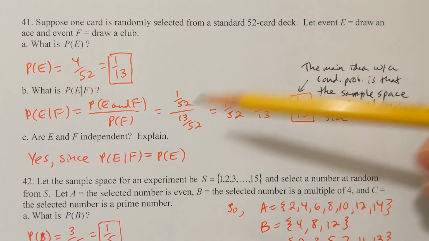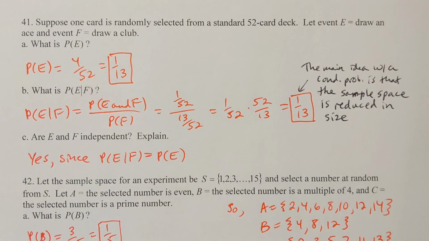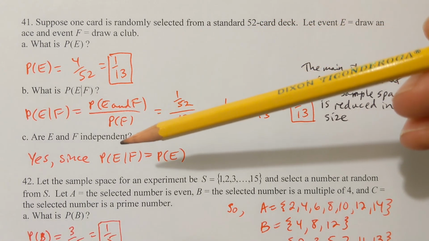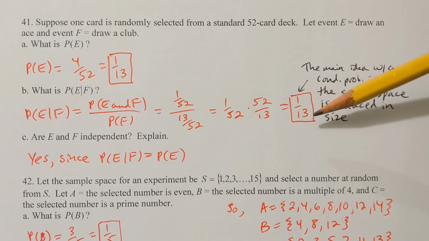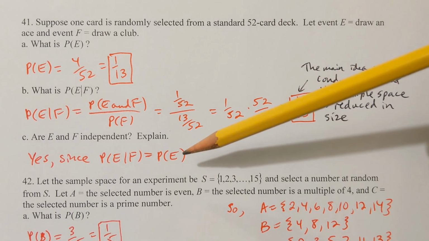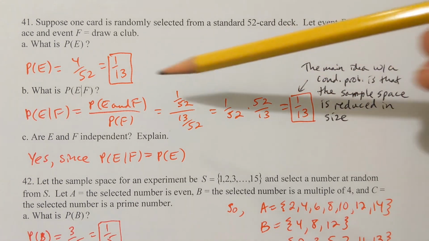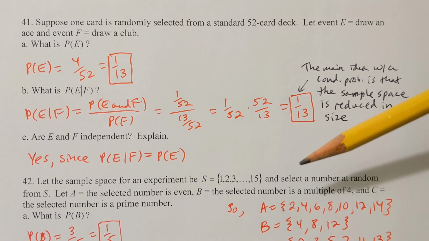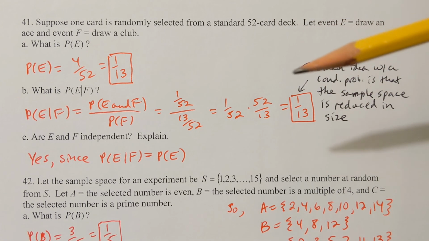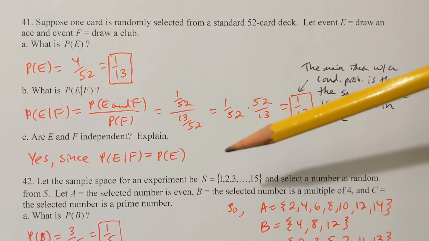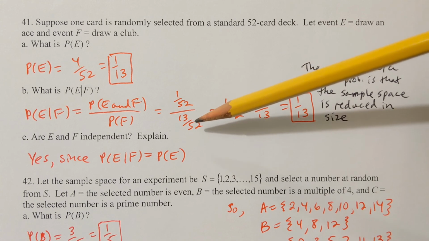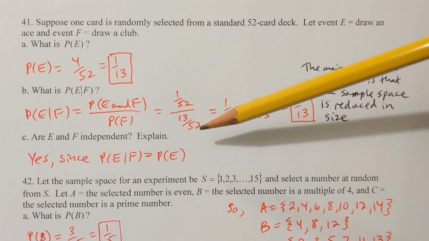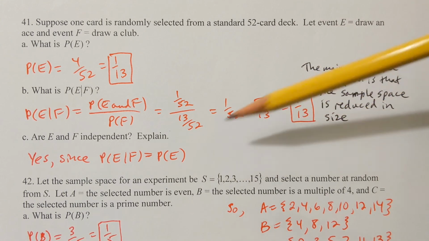Okay, are E and F independent? Well, yeah, since the probability of E given F is 1 over 13. The probability of E, that's also 1 over 13. Okay, and by the way, I could have checked that the probability of F given E is equal to the probability of F. The probability of F is 1/4 if you simplify. So the probability of F given E would also be 1/4.